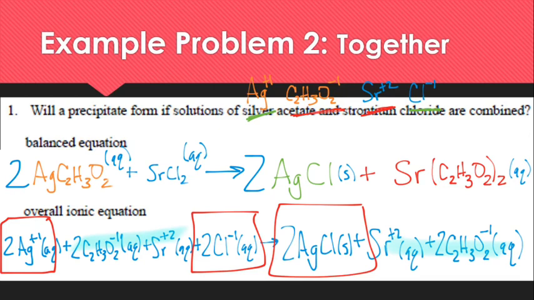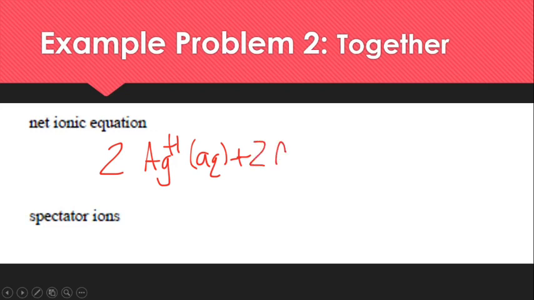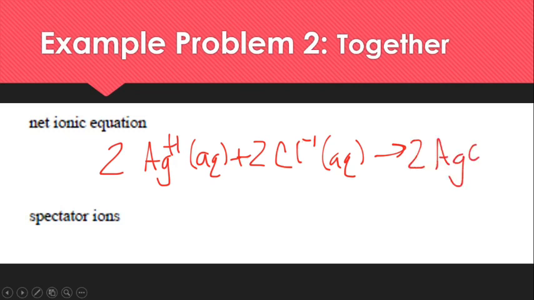I have to go to the next slide, so pause it if you need. But I'm going to rewrite it here. We had that 2, that's not very visible. There's 2 Ag+1 aqueous and 2 chlorine -1 aqueous, making 2 AgCl solid.